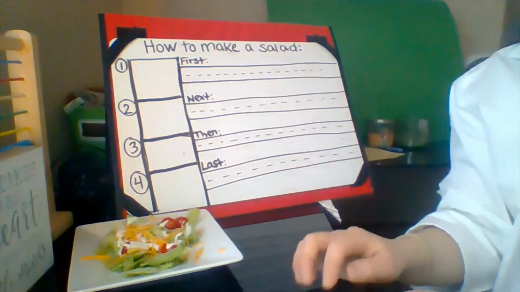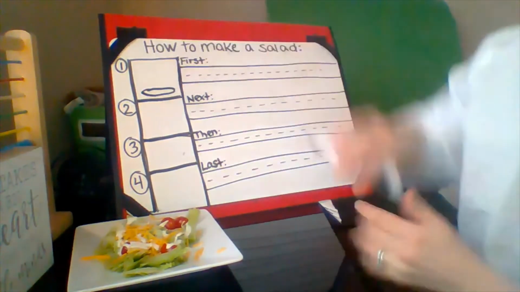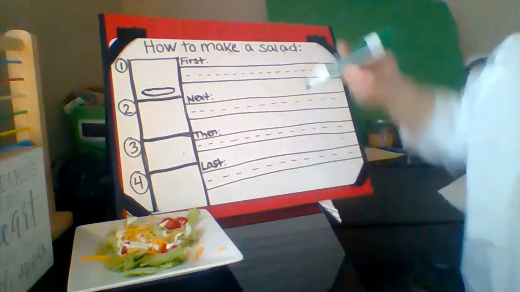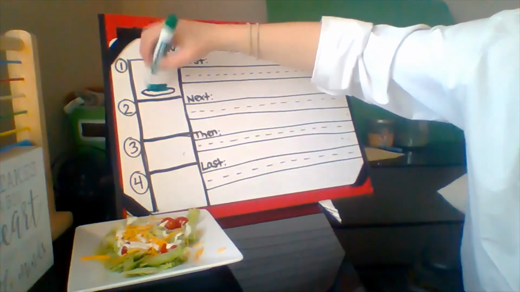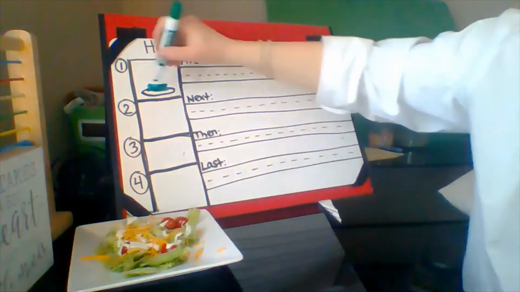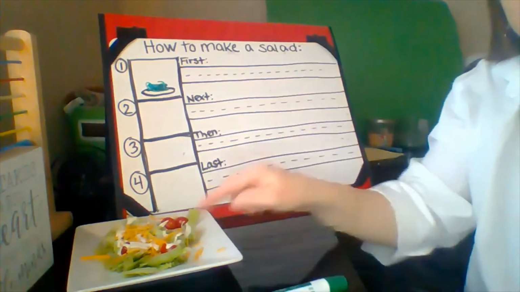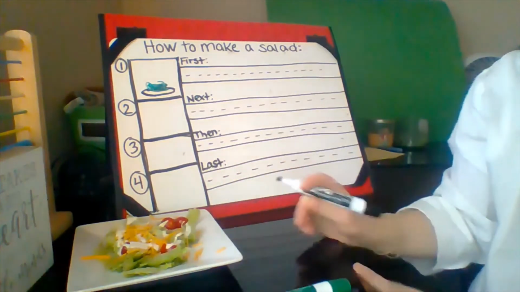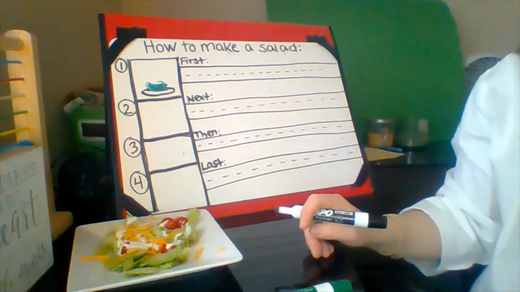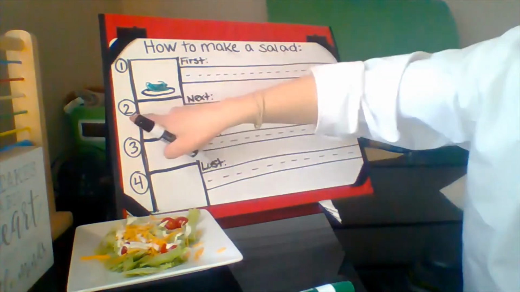The first thing that I did, I had my plate ready. I'm going to draw a plate here. And on the plate, I added lettuce. I'm going to add some green lettuce. There. Next, there was lettuce. And then I put something else on. Let me think about it. What did I put on next? I remember, tomatoes. I'm going to go down to the second part.